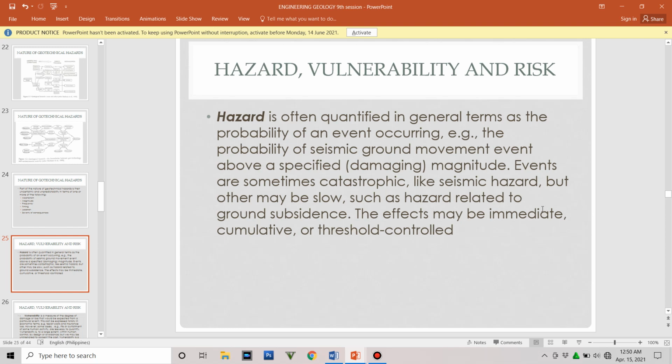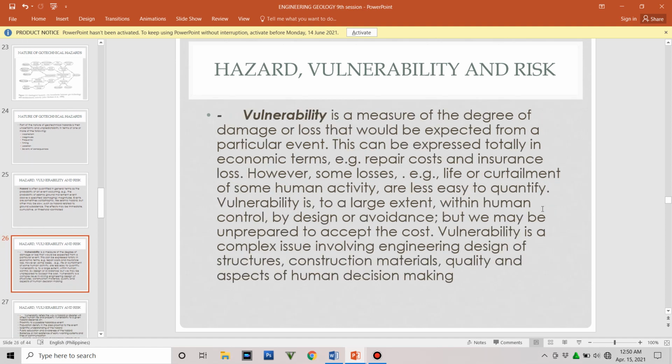So hazard is often quantified in general terms as the probability of an event occurring, like probability of seismic ground movement event above a specified magnitude. Events are sometimes catastrophic, like seismic hazards, but other may be slow, such as hazard related to ground subsidence or tinatawag nating liquefaction. So the effects may be immediate, cumulative, or threshold controlled.